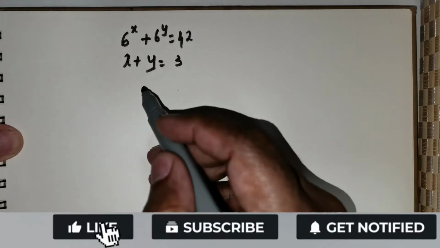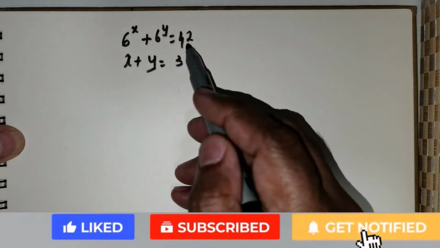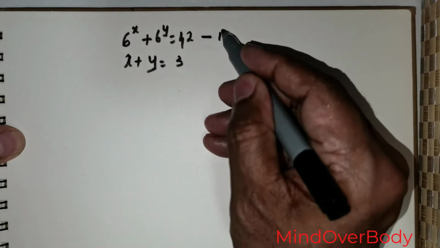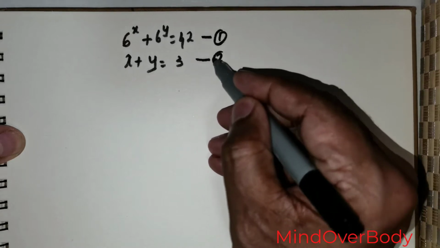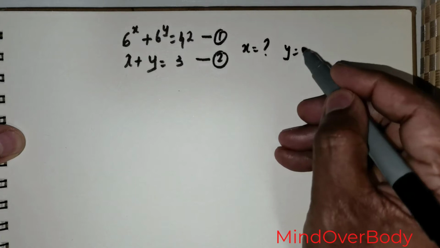Welcome students, we are given this question: 6 raised to the power x plus 6 raised to the power y is equal to 42 and x plus y is equal to 3. Now we are expected to find the value of x and the value of y.